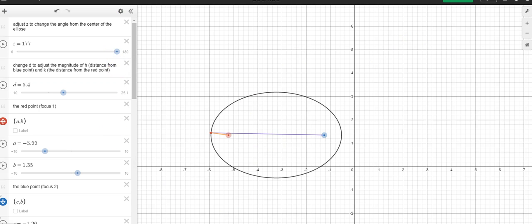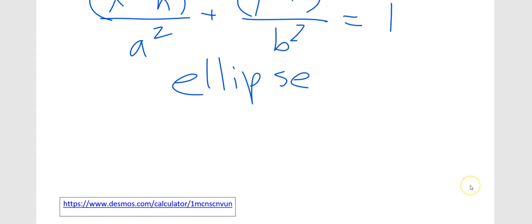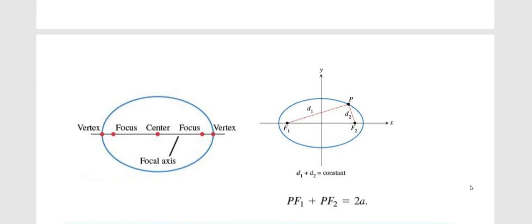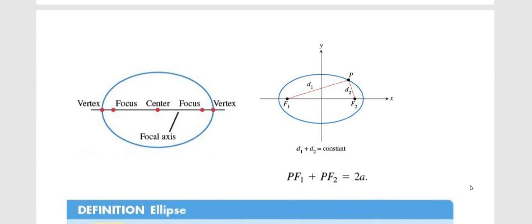Back to our regularly scheduled programming. Every ellipse has a center. When we did our x minus h and y minus k, that was showing you the center, just like on a circle. So, h and k.